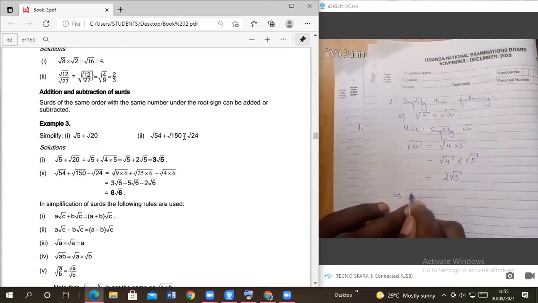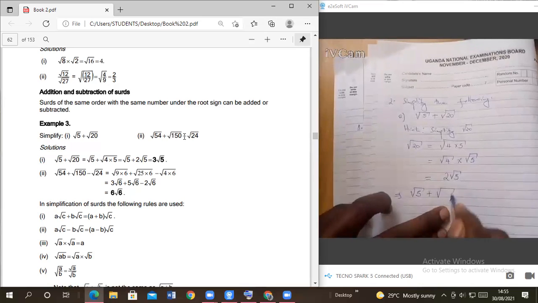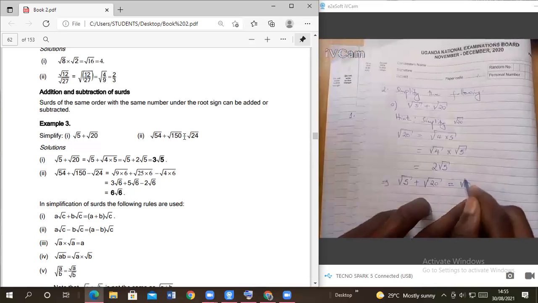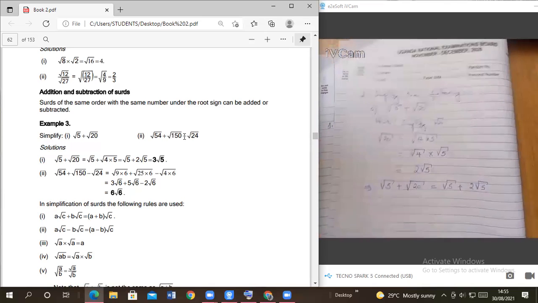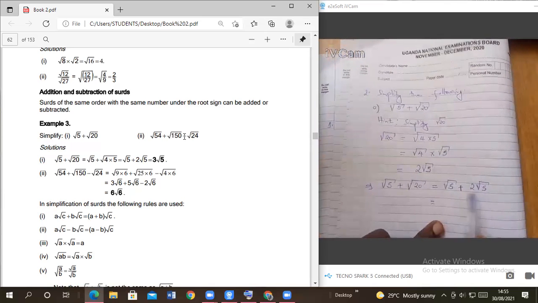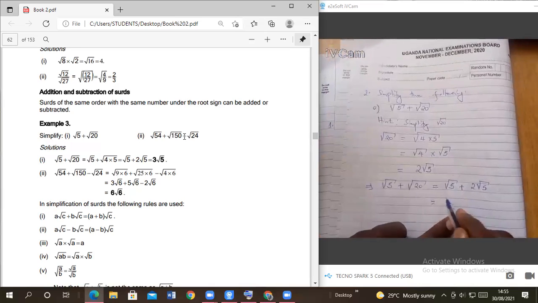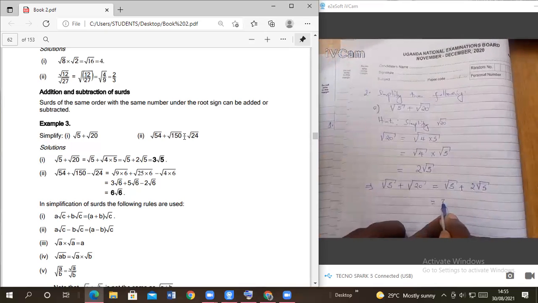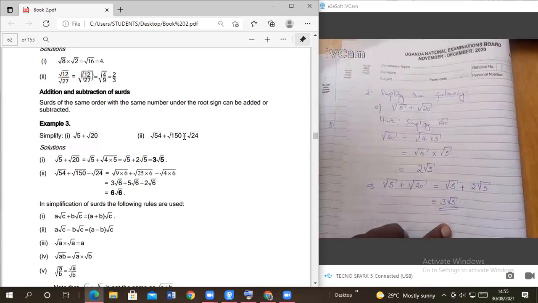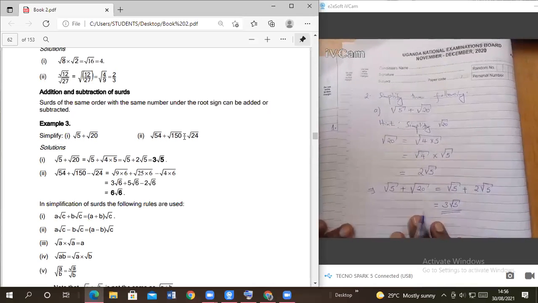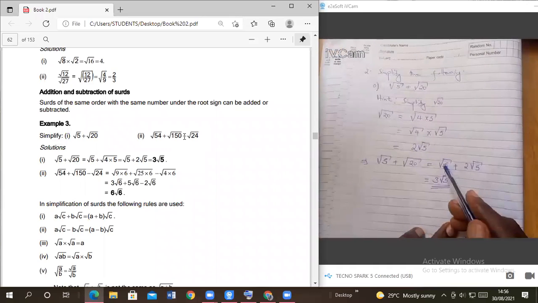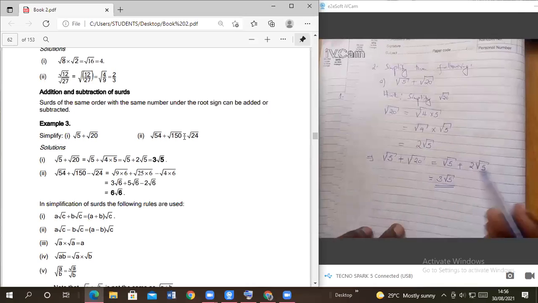So root of 5 plus root of 20 is equal to root of 5 plus 2 root of 5. What do you see is common here? Root of 5 is common. Pull it out, we get 3 root of 5. Where is the 3 from? You have 1 root of 5 and then plus 2 root of 5. What do you get?